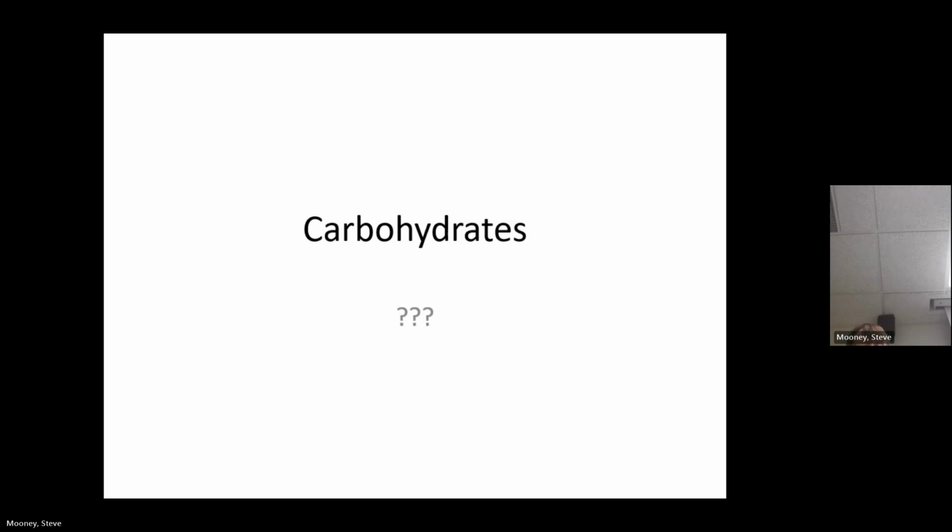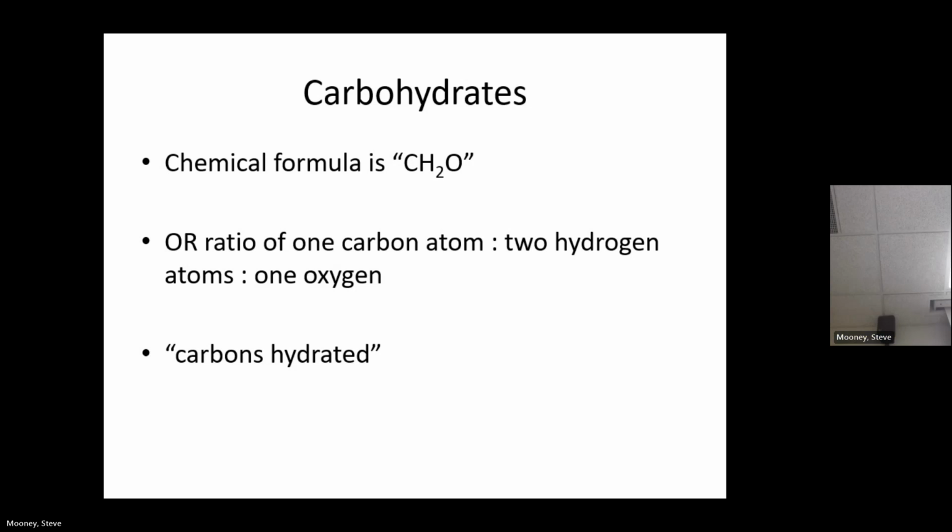Okay, carbohydrates. The name comes from the chemical formula. When they initially analyzed things, they found that there's one carbon per two hydrogens per one oxygen. If you look at that, H2O is water. So they said carbon hydrates, carbon water is where the name comes from. Is that at all related to what's actually there? No, but that's where the name comes from.